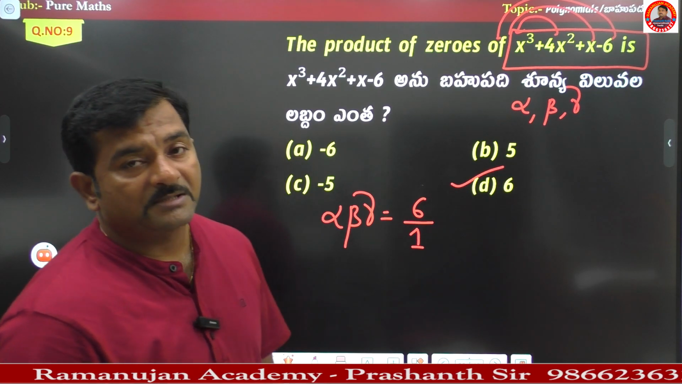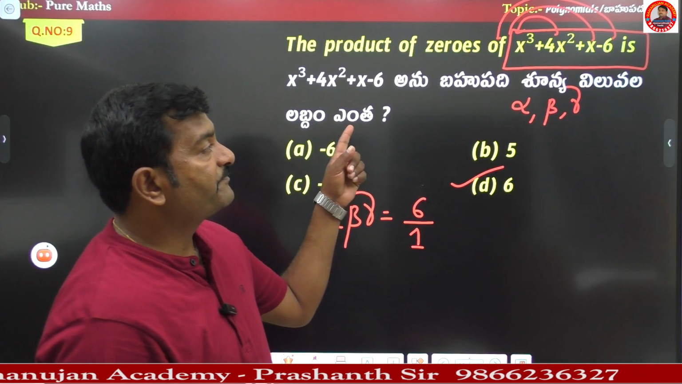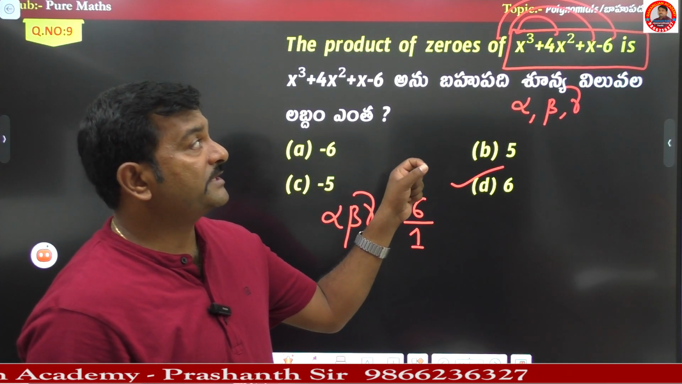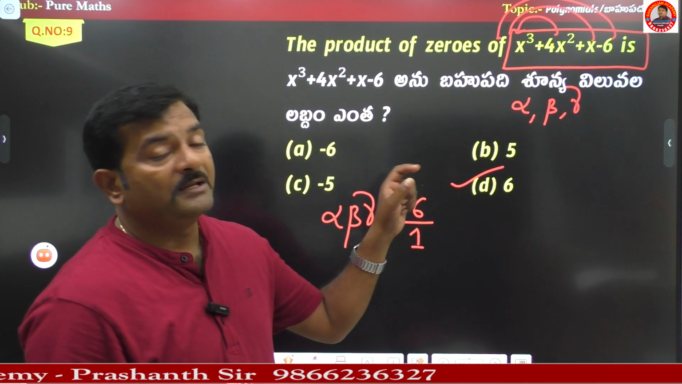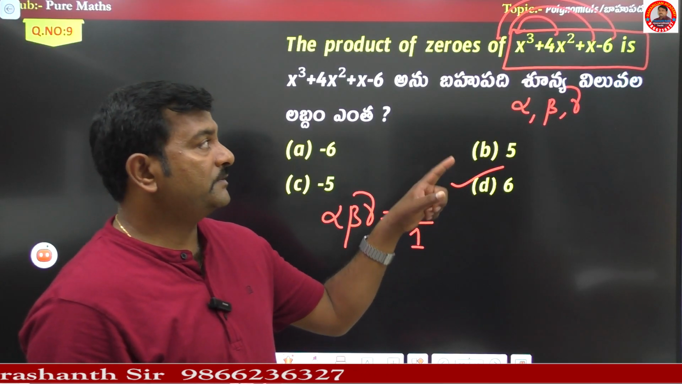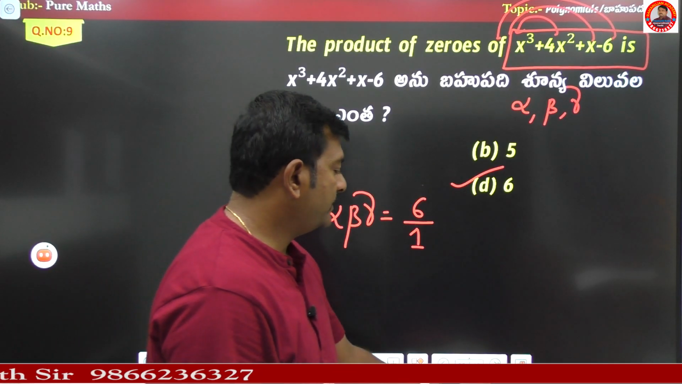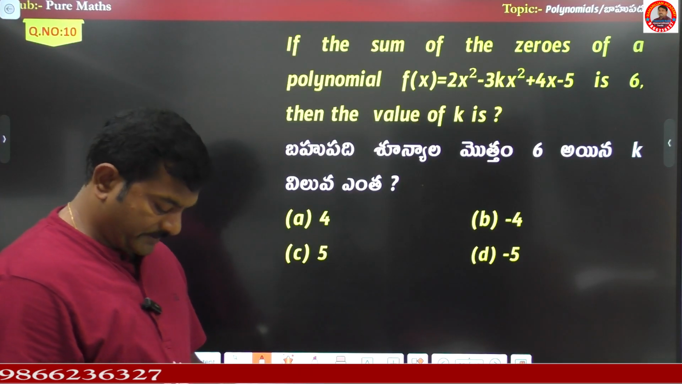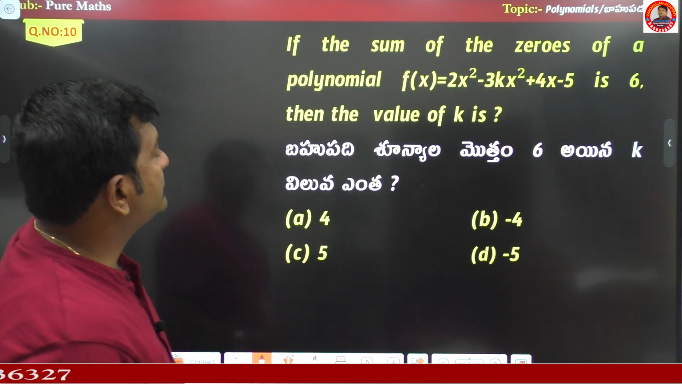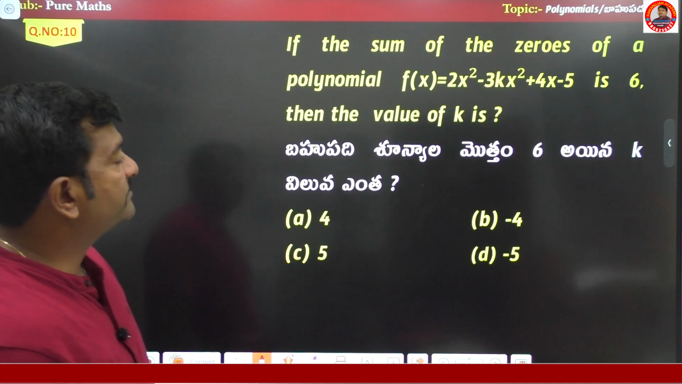Do you remember? Sum of the roots means minus b by a. Sum of the product of the roots taking 2 at a time means c by a. And product of the roots means you can take simply d by a. I hope you understood. Now again we are going to focus on the next question. What is the next question? Once observe here.